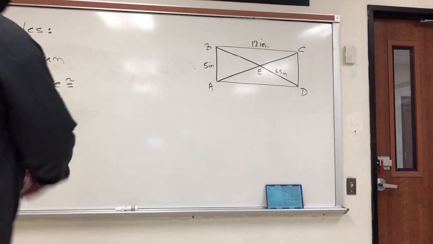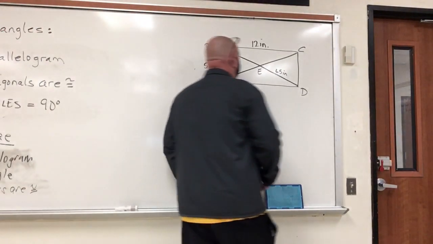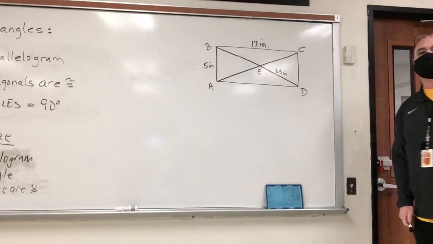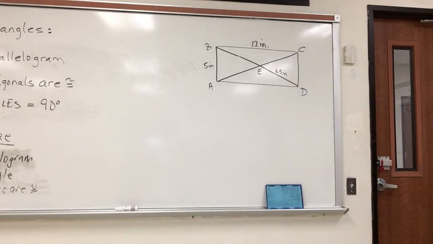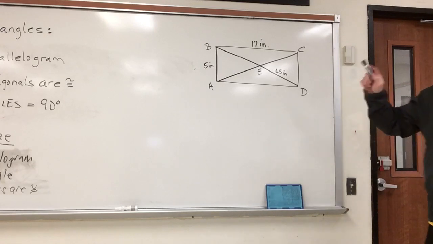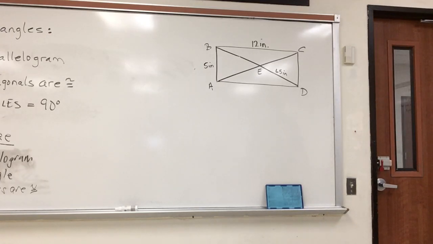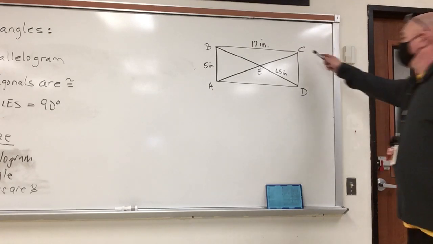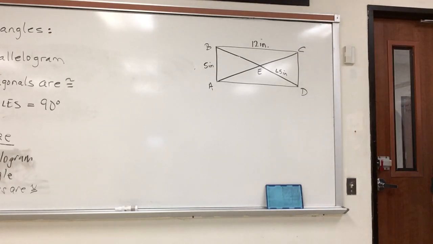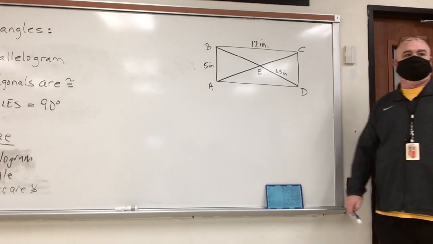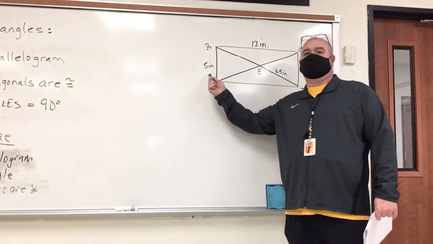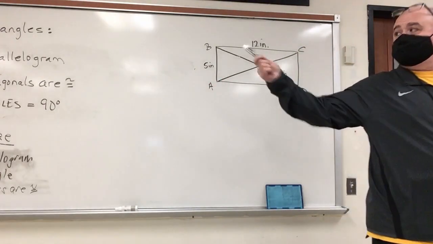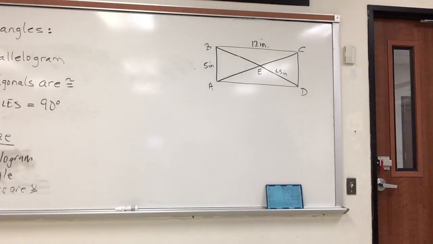Here we go. I'm going to ask you some questions about this rectangle. I'm going to go ahead and tell you this. ABCD is a rectangle. All right? Here's some questions. What is CD equal to? 5. Why is it equal to 5? Because it's the same side as the other, right? Because it's a parallelogram and opposite sides are congruent.